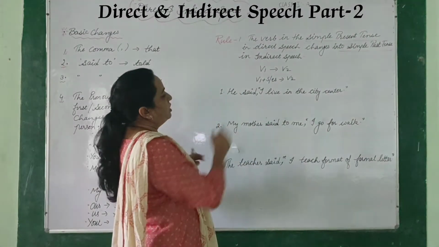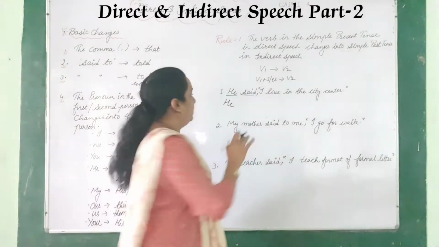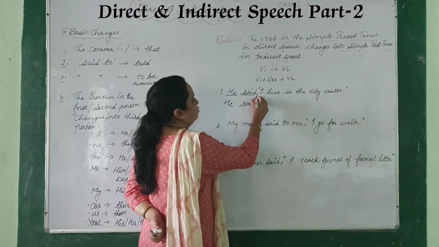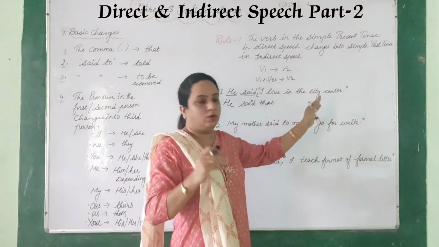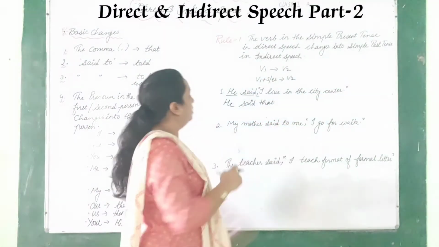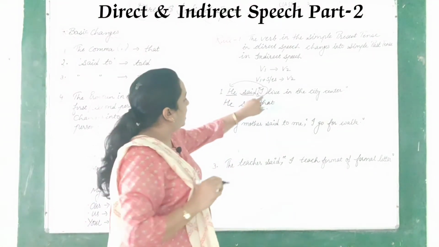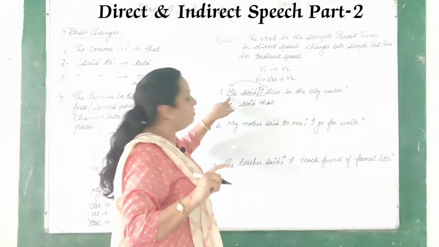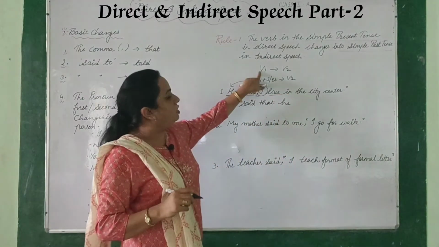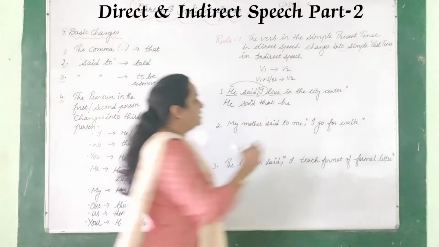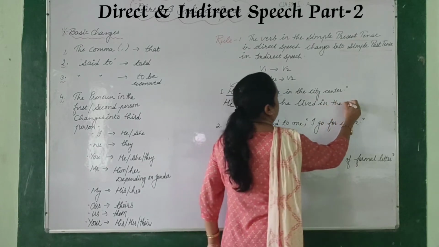He said, I live in the city center. So he will remain he here. Said, because it is said only, not said to, so this will be written as said. At the place of commas, what we have to use? That, and we have to remove these quotation marks from the starting of this also. And this I is in first person, that we have to change according to this he. So this I changes into he and she, this we have learned, and here because it is he, we will do this he. So he said that he. Now this live is the first form. This first form changes into verb second, and what is the second form of live? That is lived. So lived. Rest of the sentence will be the same. In the city center.